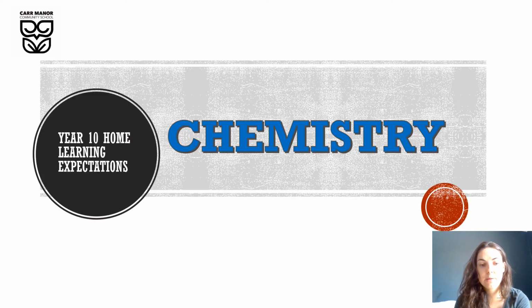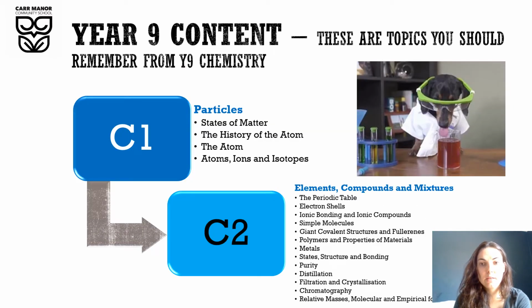Okay, let's have a look at chemistry then. So in Year 9, you completed these two topics, so C1 and C2, so particles, elements, compounds, and mixtures, and you can have a look there. You've got all the things that you have covered.